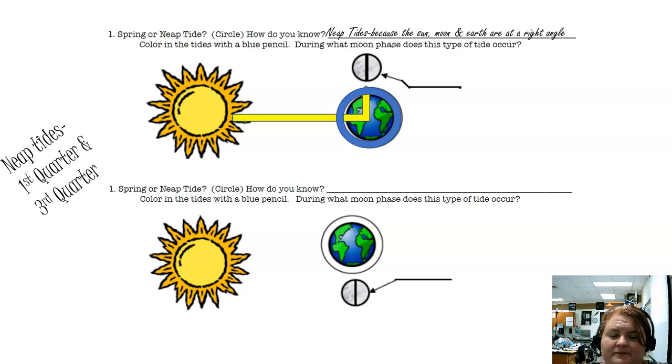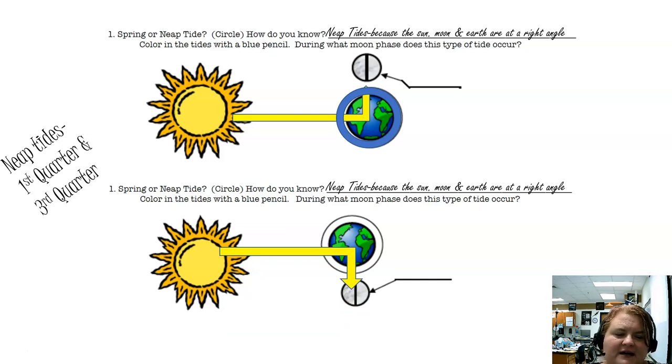The bottom, you see the sun and the earth are lined up, but the first quarter moon is at a 90-degree angle. So once again, your answer is going to be neap tides because the sun, moon, and earth are at a right angle. And now let's color the water.